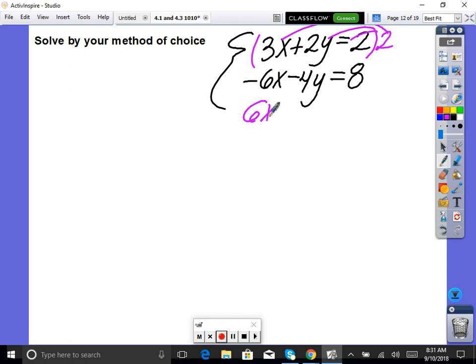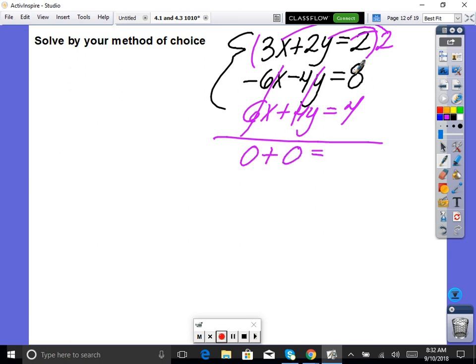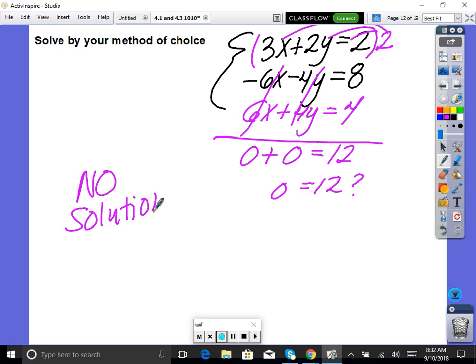So then we have 6x plus 4y equals 4. So we add straight down, and that's 0 plus 0 equals 8, 9, 10, 11, 12. 12. Does 0 equal 12? No. So when there's no solution, there is no solution. There is no x value, so there's no y value. So no solution. Now what happens if we were to get a true statement?